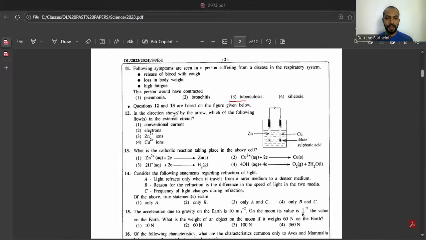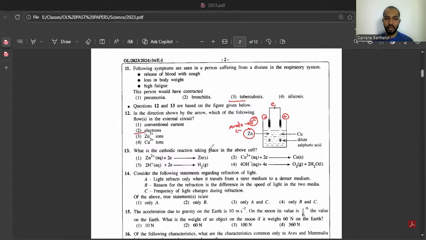Question number 12. In the reaction shown by the arrow, in which direction do electrons flow in the external circuit? Here we can see zinc and copper, and they are marked from zinc to copper. Zinc and copper form an electrochemical cell. As you know, zinc is a metal with higher reactivity than copper. Zinc will act as the anode, and if something acts as the anode, it releases electrons. So if electrons are released, this should be negatively charged and the other positively charged, which means the electrons move from negative to positive. So the answer should be the second one.